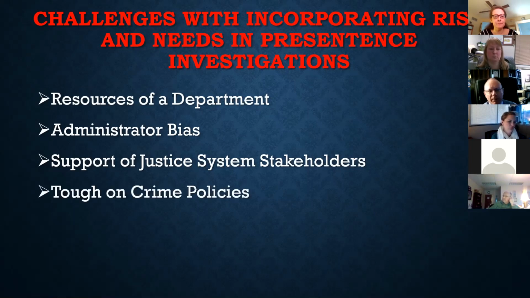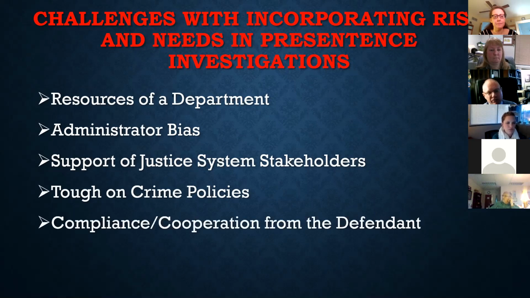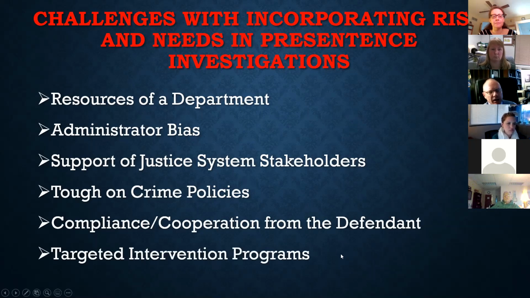So tough on crime policies. If you have those, they're not always going to work. Compliance, cooperation from the defendant. We're very fortunate. We really haven't had any roadblocks with private counsel or the public defender. Mary Clyde and her team, they've been great with what's going on, and they've been very educated on this and very supportive. So we appreciate her and her team. And then targeted intervention programs.